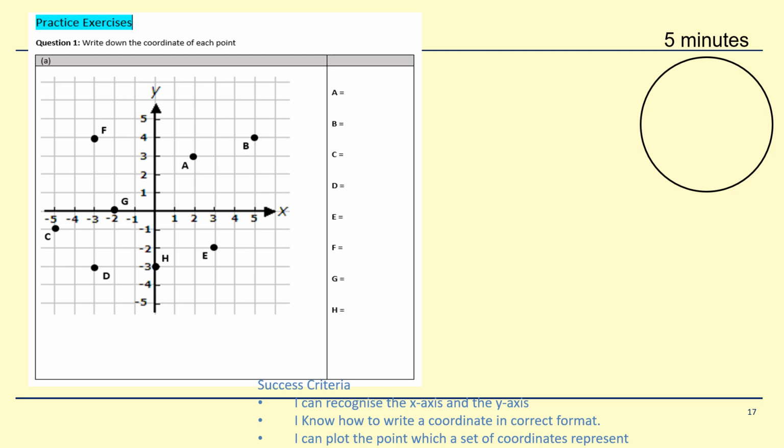Okay, so what you're going to do now, each of these points is labelled A, B, C, D, E, F, and G, and I'm going to give yourself about 5 minutes or however many minutes it needs. Write down the coordinates of each point. So pause the video now and do this exercise.